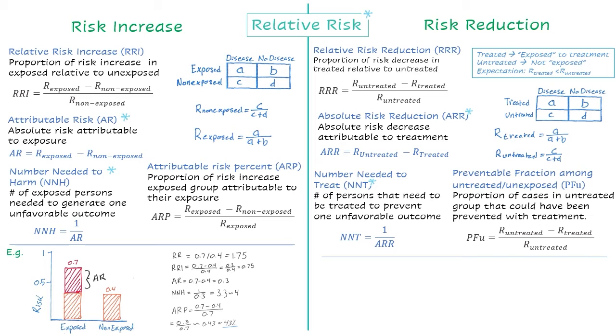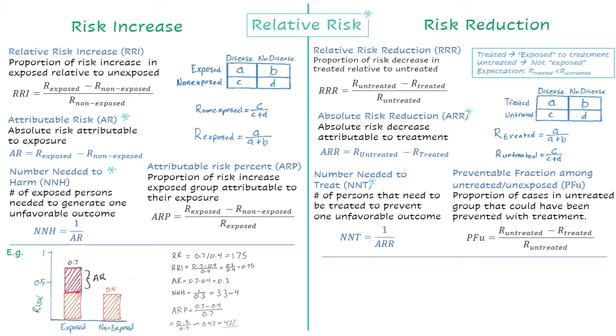Relative risk reduction communicates the proportion of risk decrease in treated relative to untreated and represents the potential for improvement. Absolute risk reduction is the reduction in risk attributable to treatment. It can also be thought of as the amount of disease that would be eliminated if all patients were exposed or were receiving the treatment. From absolute risk reduction, we can calculate number needed to treat and the preventable fraction among untreated or among unexposed.